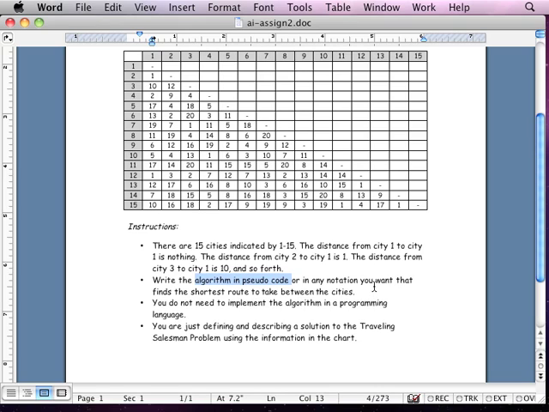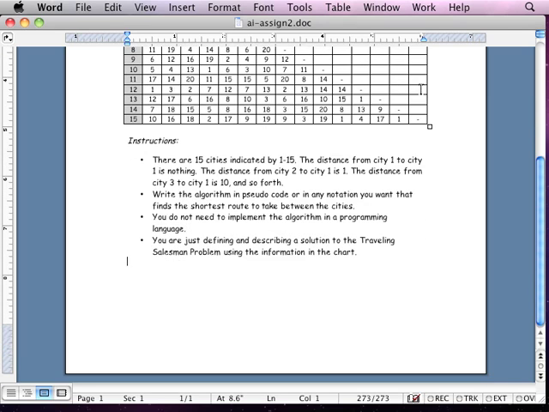What you want to do here, in any notation that you want, is write pseudocode that will find the shortest route to take between the cities. So you do not need to implement the algorithm in a programming language. You just define and describe a solution to the traveling salesperson problem using the information in the chart that gives you the shortest route taken to travel through 15 cities in the shortest amount of time. Sounds pretty easy. That's the entire assignment.